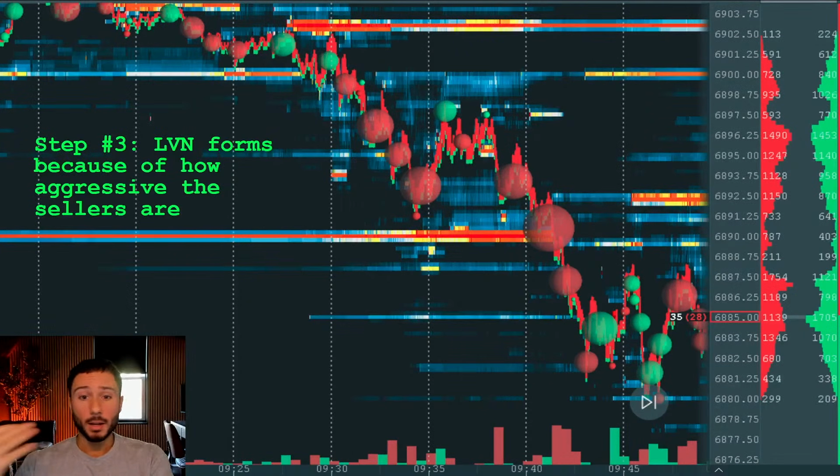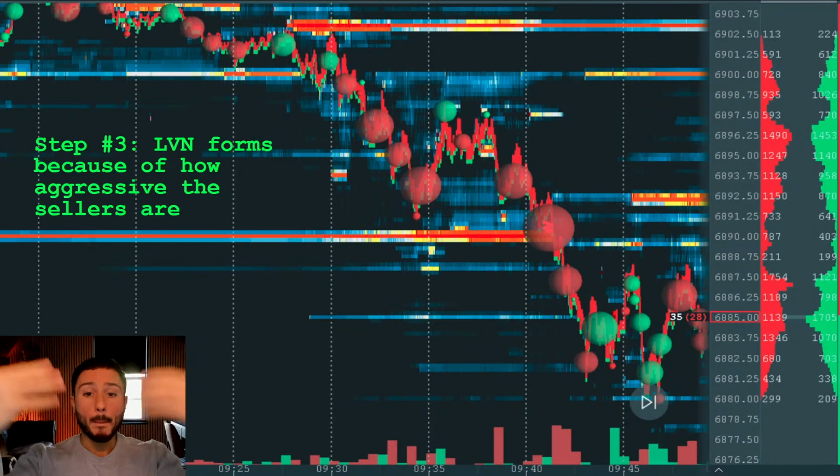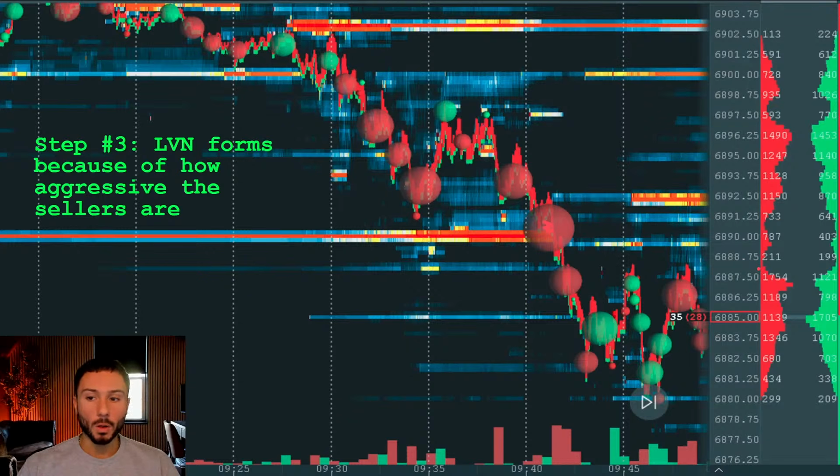Now, step number three, looking at the same chart. Why then low volume nodes form, again going back to the main structure and the concept of low volume nodes, is they form because of how aggressive and violent the sellers or the buyers are. In this context, it was sellers because the market moved down. Because of how violent they are, the market did not spend much time there and it did not build much volume, making the market move down with ease, which then forms what I call a low volume node.